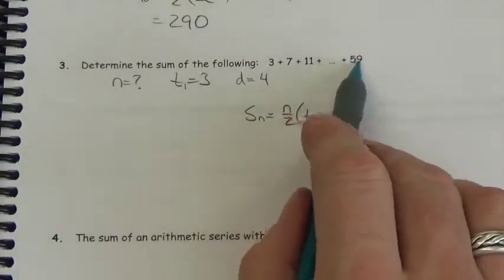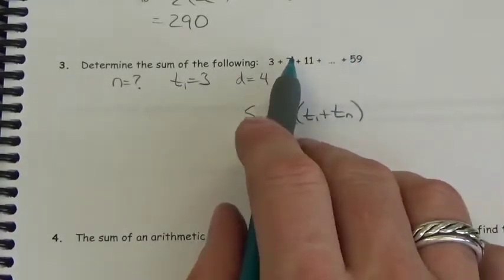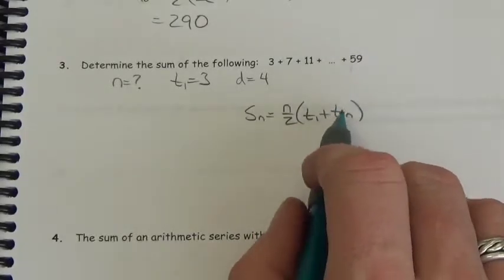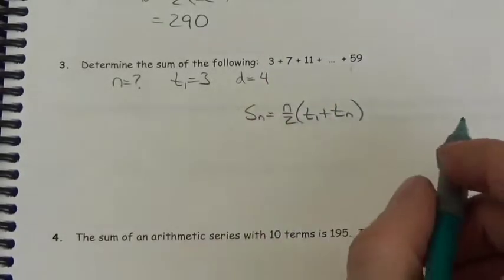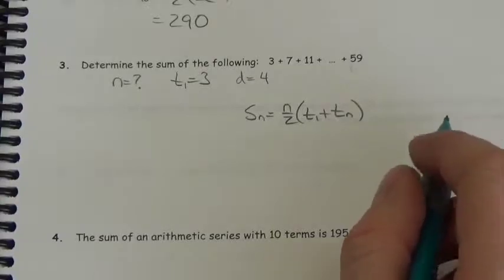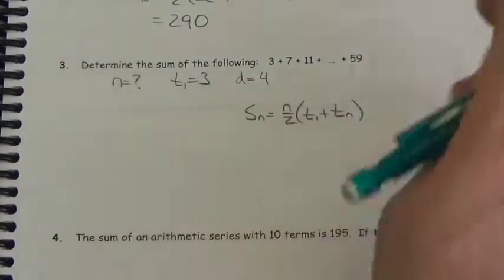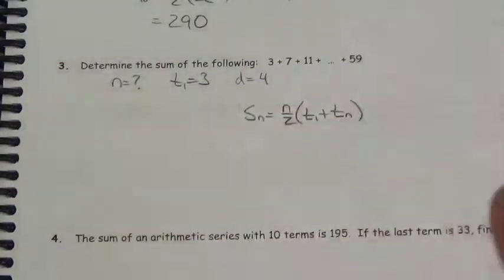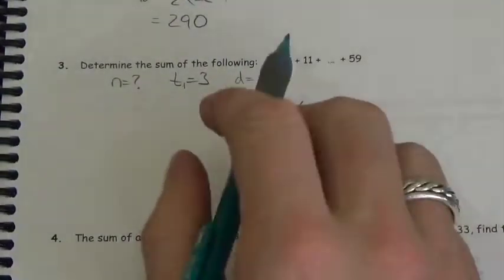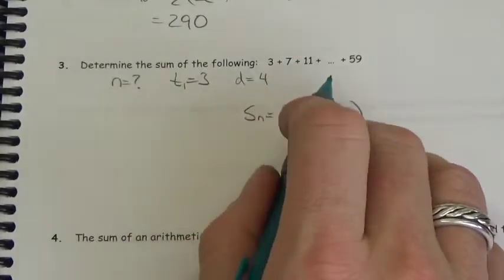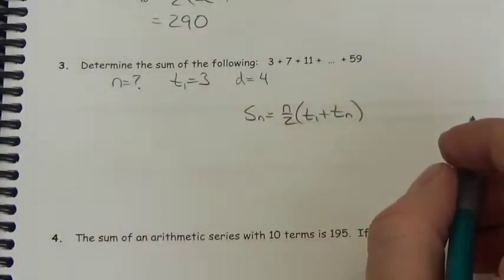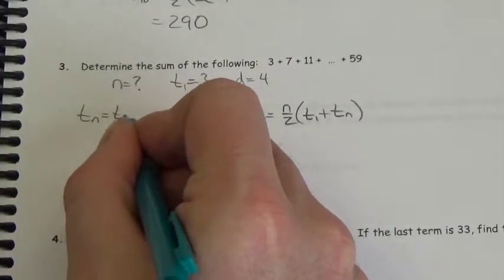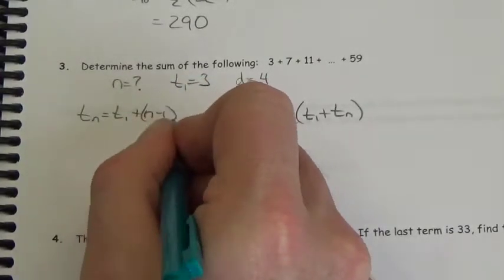Now this last term here, once I figure out what n is, is going to be my nth term, so that's going to be the Tn. 3 is going to be the T1. But what I have to do first is figure out some way of getting the n value for 59. That's not as hard as it sounds, because if you drop the plus signs here, I know that this is an arithmetic sequence, so I can use the general term of my arithmetic sequence to figure out what the n is.